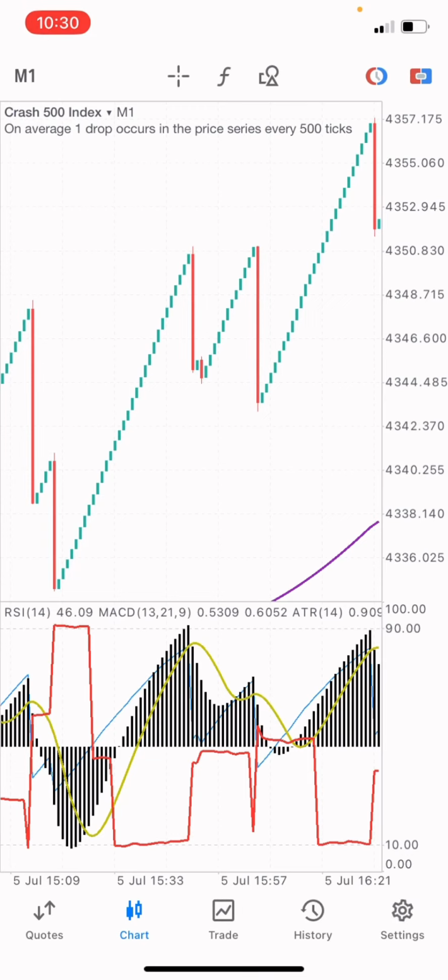In this video I'm going to show you a scalping strategy for Crash 500, and we're going to use just 4 indicators for this strategy.